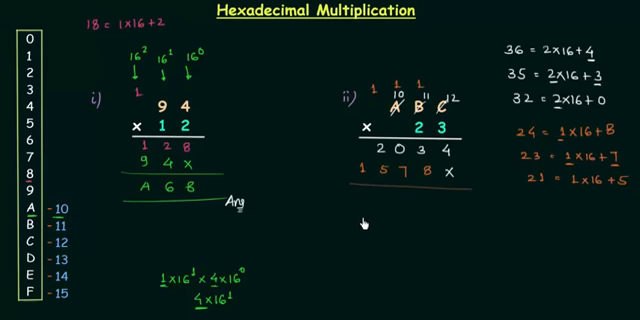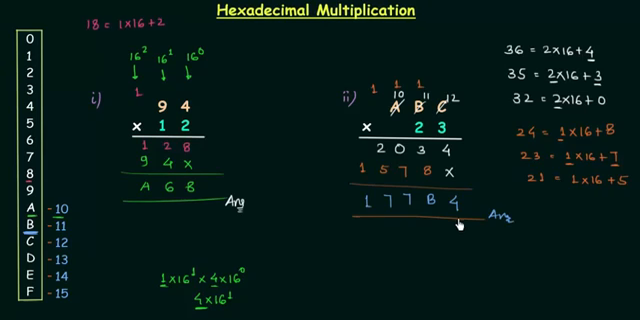Now we will add them. Let's see what we have. In the first column we only have 4. In the second column we have 3 and 8. 3 and 8 is 11, and 11 we write as B. In the third column we have 0 and 7. 0 plus 7 is 7. In the fourth column we have 2 and 5. 2 plus 5 is 7 again. And in the last column we have 1. So the answer is 177B4.